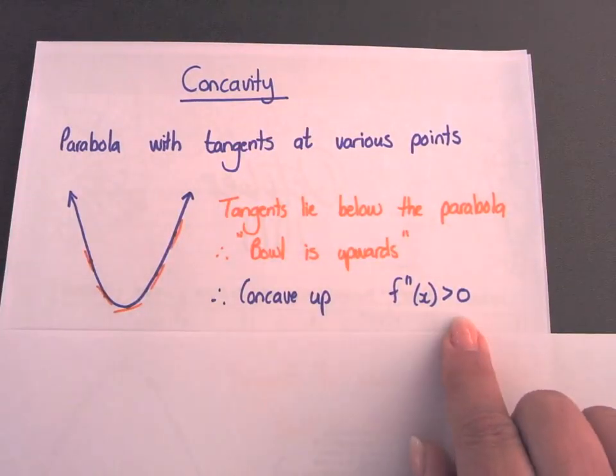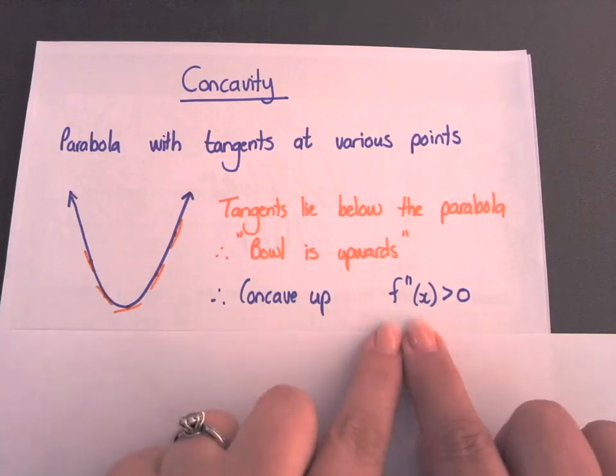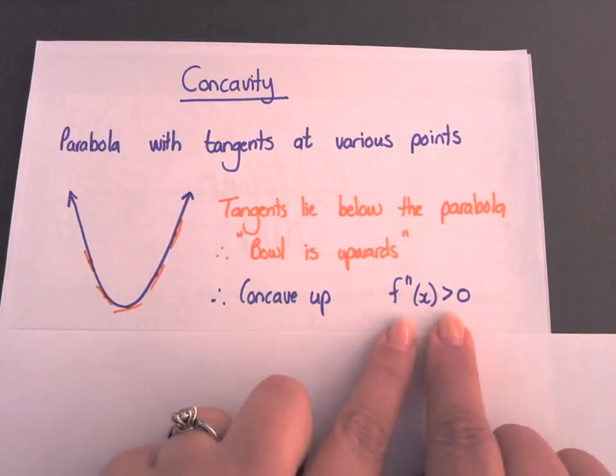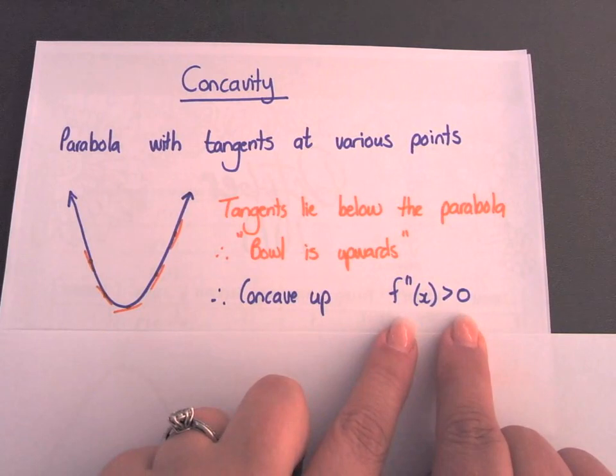And the formula for concave up is the second derivative larger than 0. You have to learn that. Don't understand it, it's just learn work.